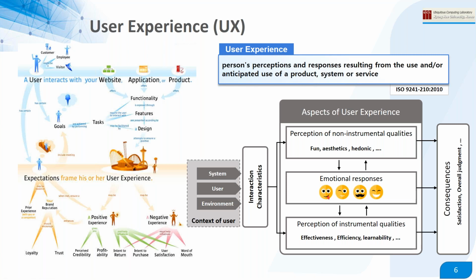First, I will explain the context of use, because the context of use is the main ingredient of any user experience product. Context of use mainly consists of three factors. The first one is the systems. The second one is the users. The third one is the environment. When a person interacts with any system, he will perceive different emotions while interacting with any application.